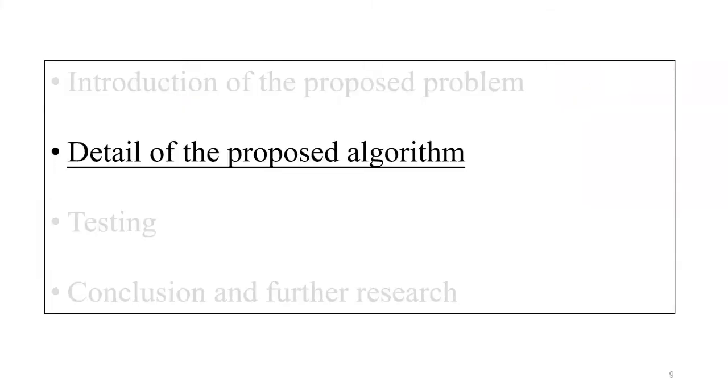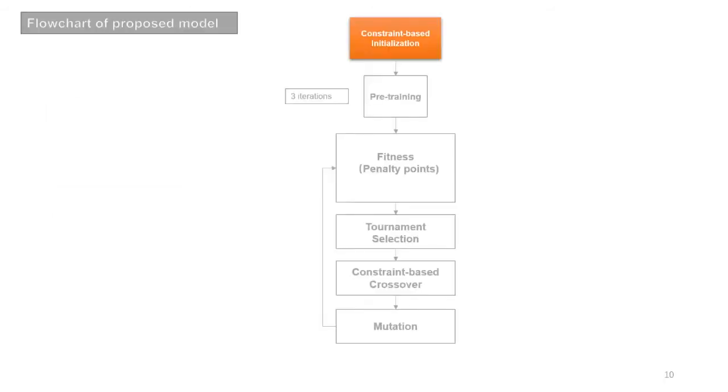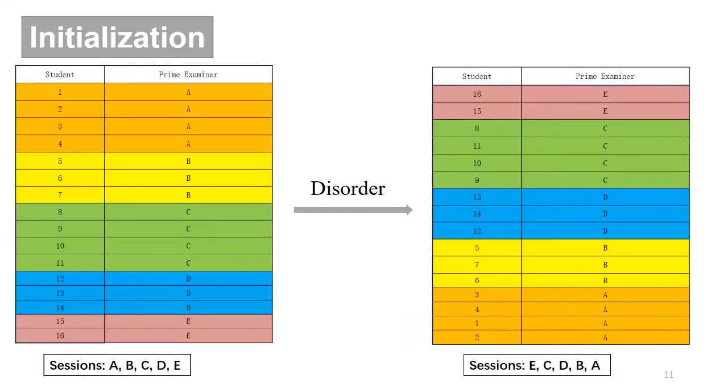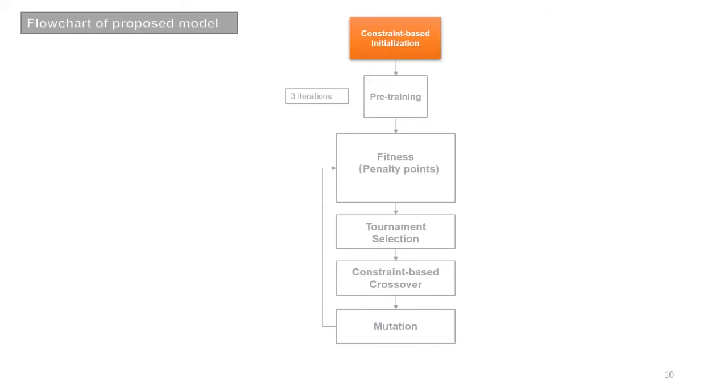Now let's see the second part, the proposed algorithm. Here is a simple flowchart for my algorithm. Basically this is the basic GA, but here we have some special improvement, what we call pre-training, which I will introduce in detail later on. First, let's talk about the initialization. We designed a special initialization operation for this problem.